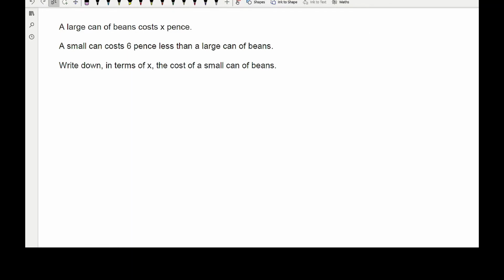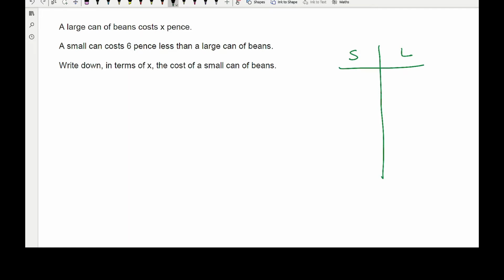So in this question, it says that a large can of beans costs X pence. A small can costs 6 pence less than a large can of beans. Write down in terms of X the cost of a small can of beans. So reading the question carefully, and again trying to put some numbers into the words to get some idea of this, we've got a small can and we've got a large can.